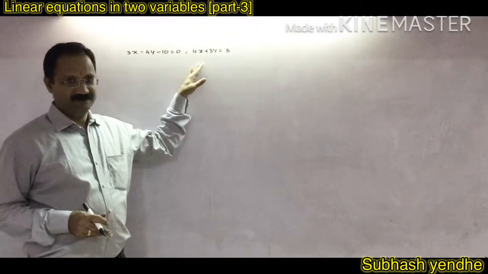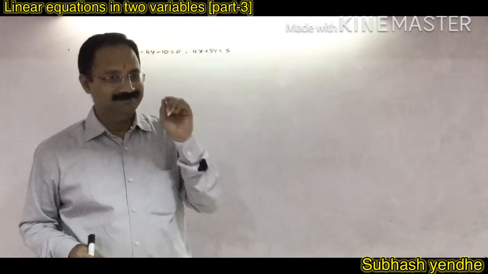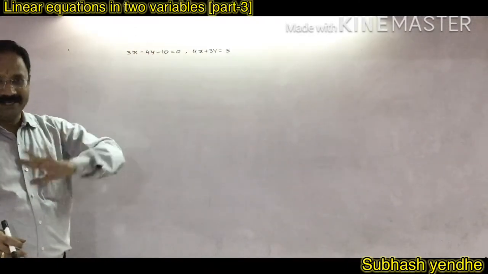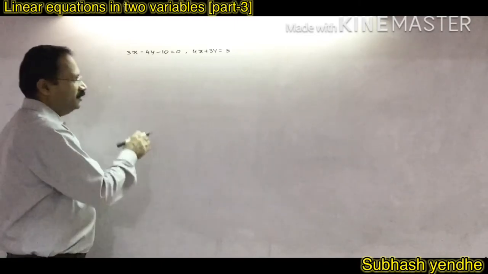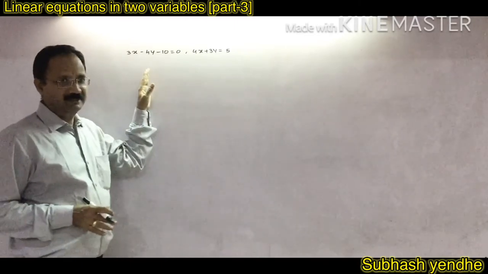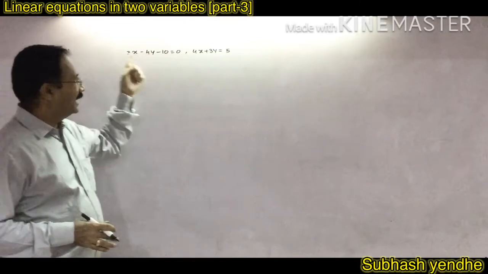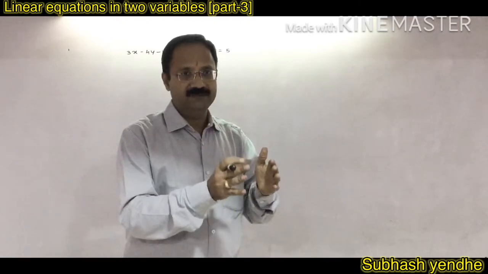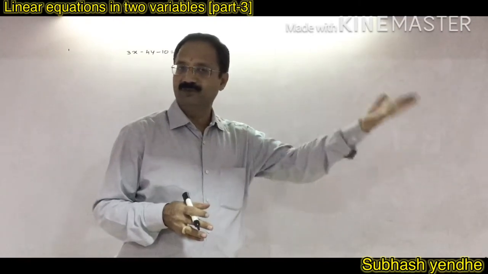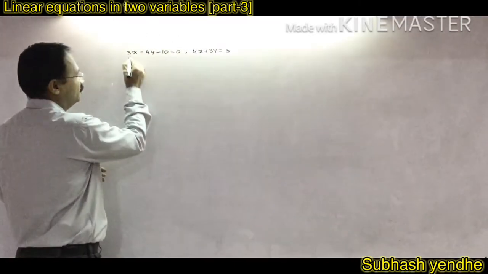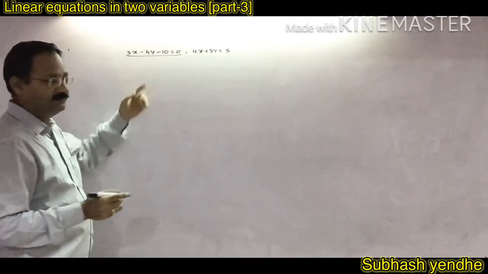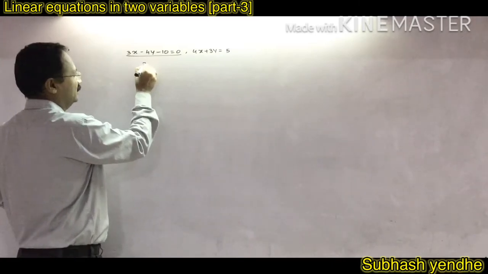Observe this equation. They will ask you the question, solve these equations by Cramer's rule. For Cramer's rule, you have to remember two things: the equation should be in the form x then y, then equals to the number. So, observe this equation. Is this equation in that form? No. So, you have to write it like this.